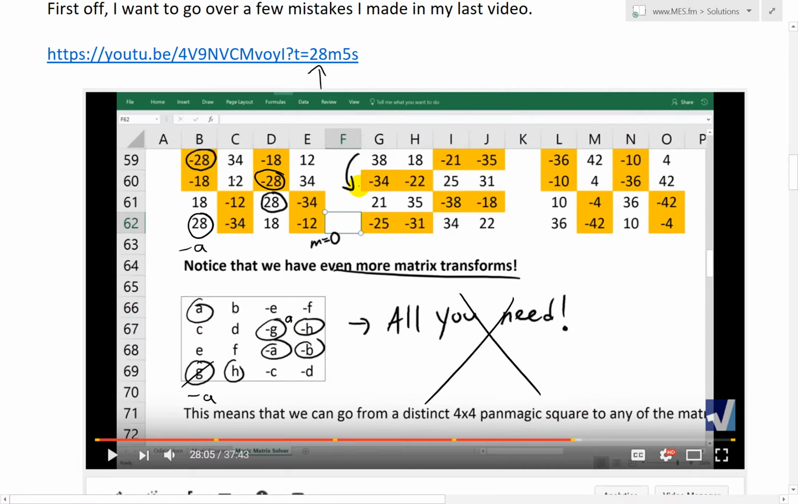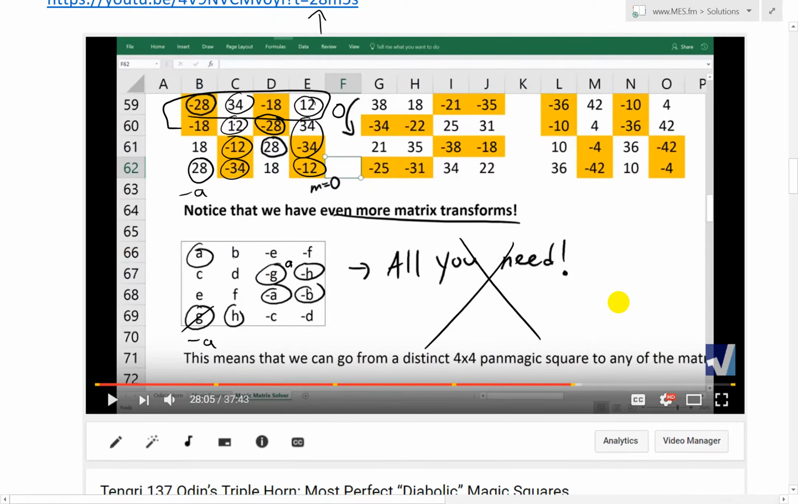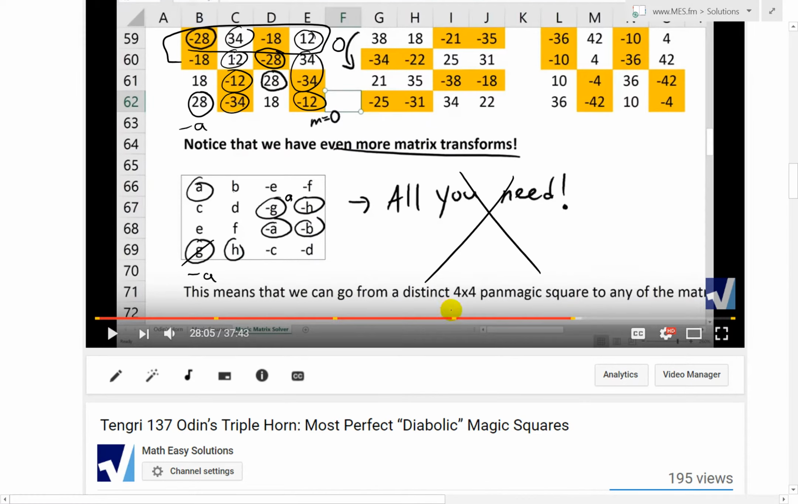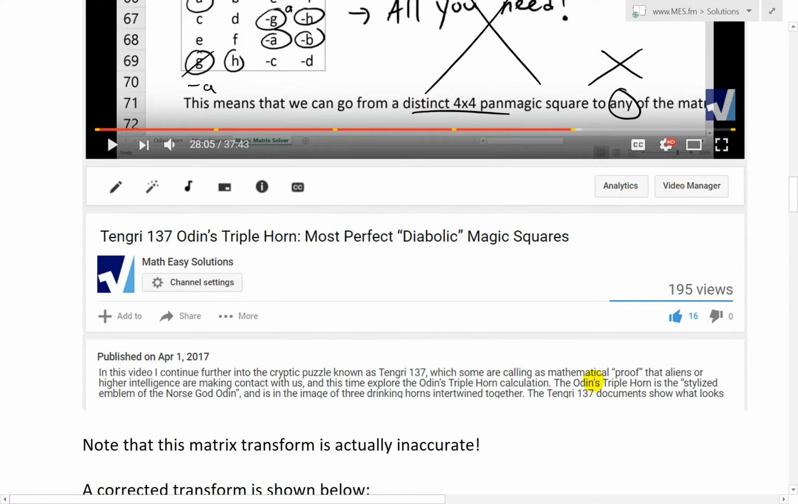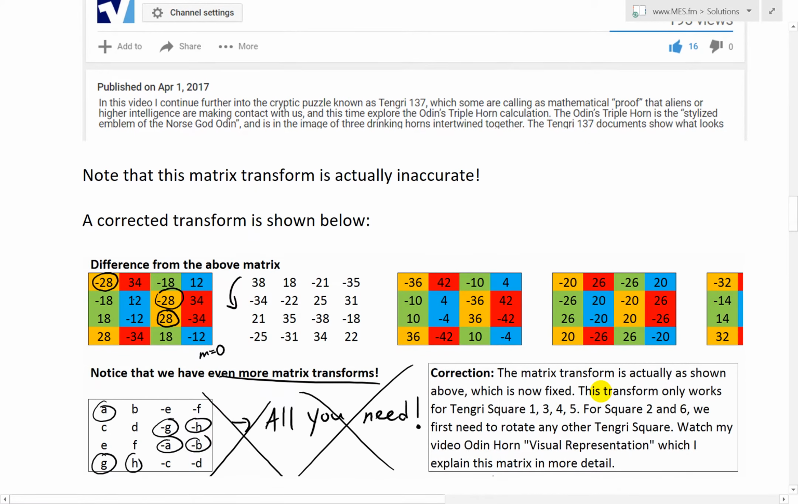And in fact, it is for all of them here. If you have 12 here, then you have the other pattern where this is 12, negative 12, and then negative 12 there. So notice the pattern like that. Same with 34s like this, etc. And in fact, every row needs to add up to 0, so I forgot to include that as well. I also wrote that this means that we can go from a distinct 4x4 pan magic square to any of the other ones. In fact, this is wrong. We can't go to any. We can only go to most of them. I'll show you that in a bit.